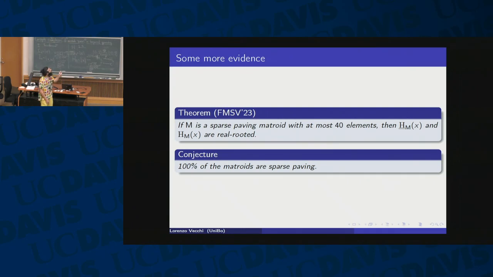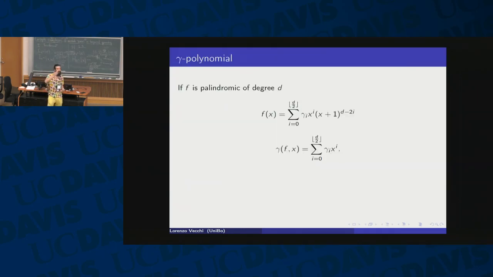Thank you. Okay, but we talked about uniform matroids and these sparse paving matroids. What if I want results for every matroid?